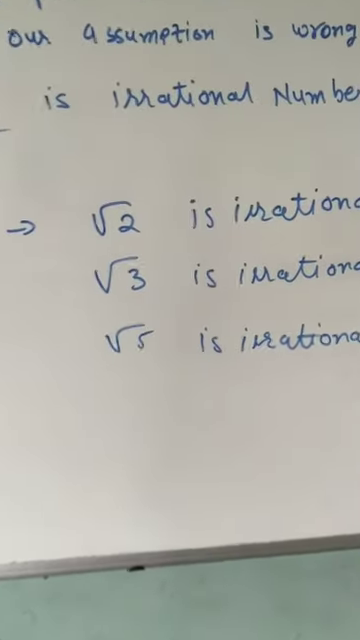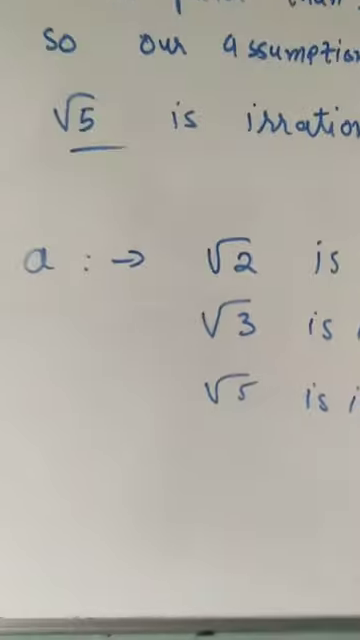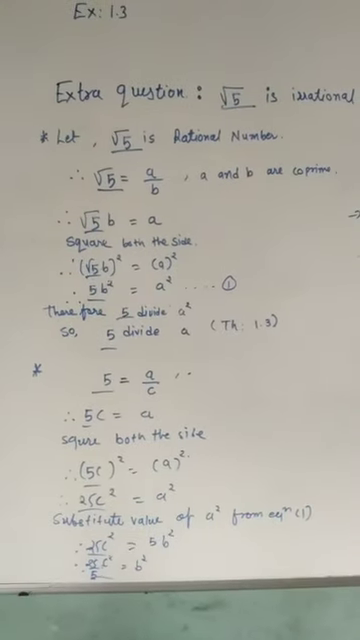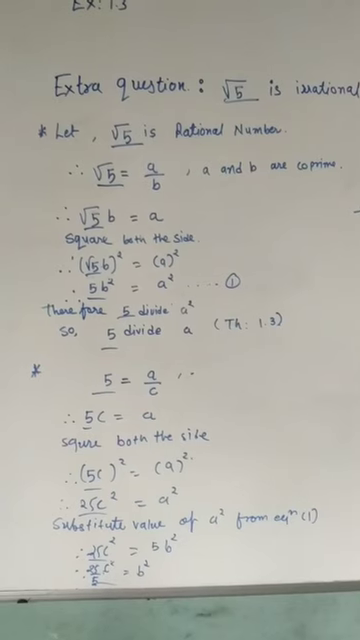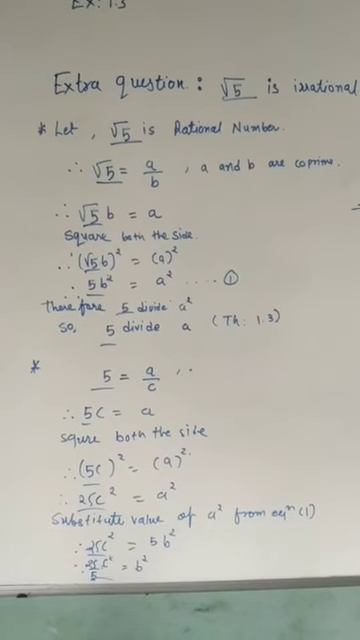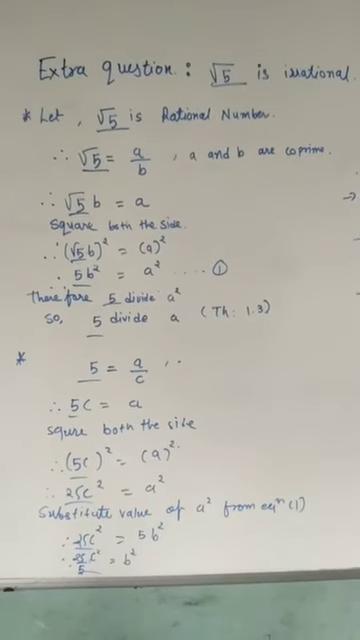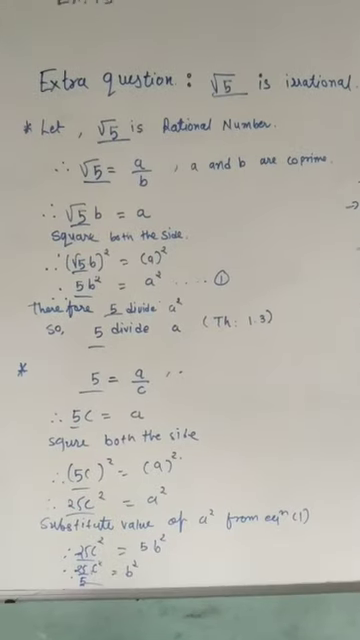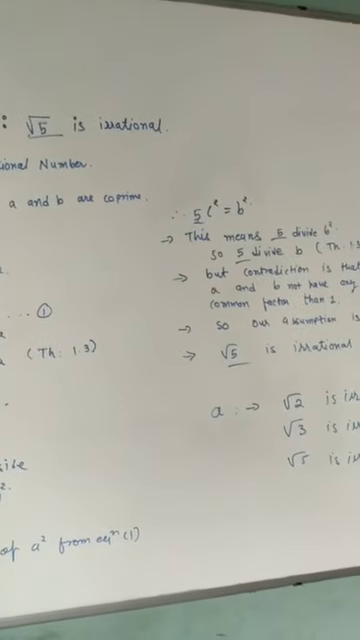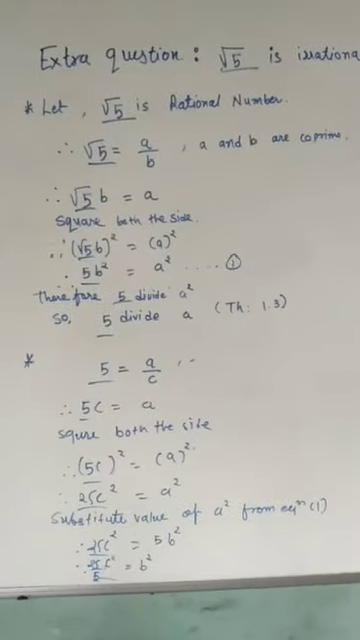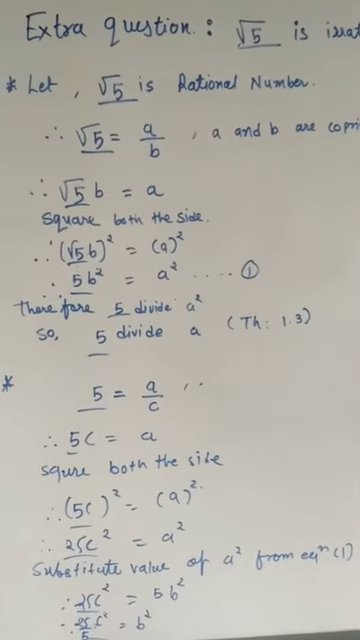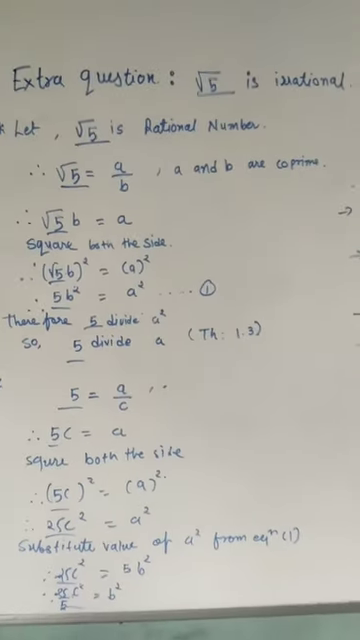You have to remember only and only one theorem, which I proved for root 2, and then you can change according to the number: on the place of 2 you can write 3, and for root 5 you have to write 5 only. And this is the best method. So you can write it in your notebook, and this is a very good shortcut. Remember, this question is for 4 marks.